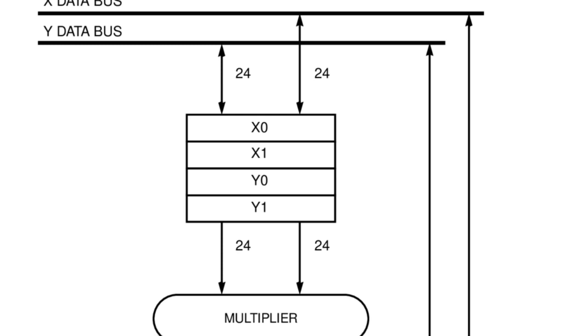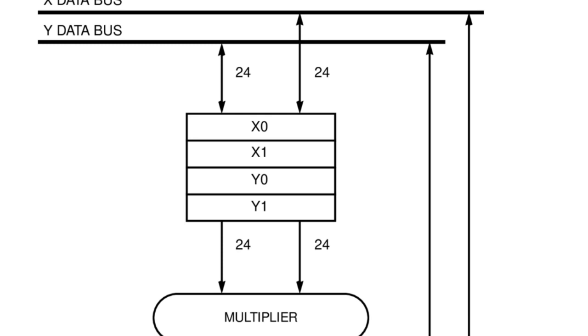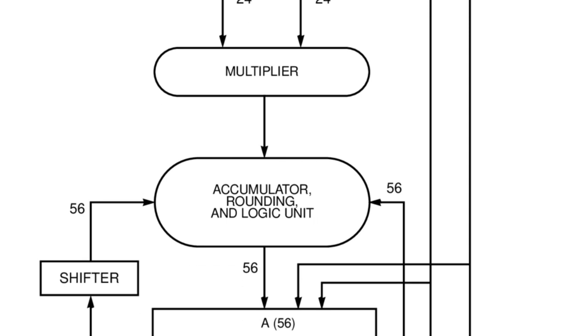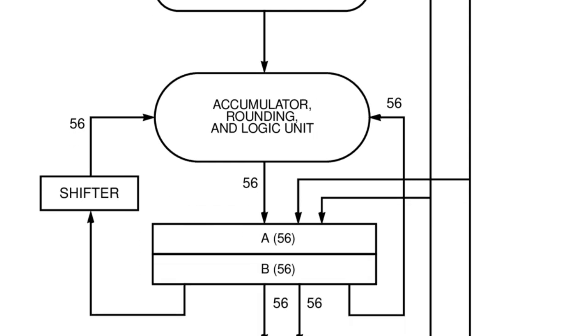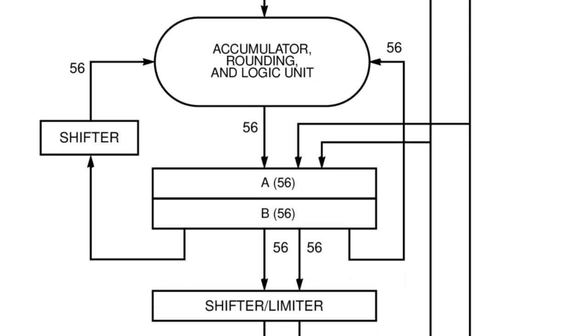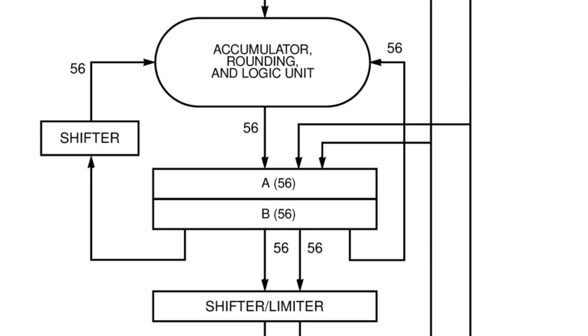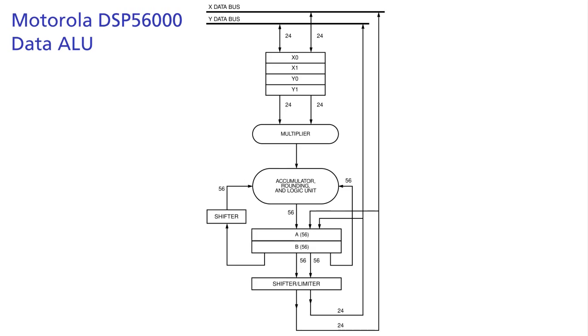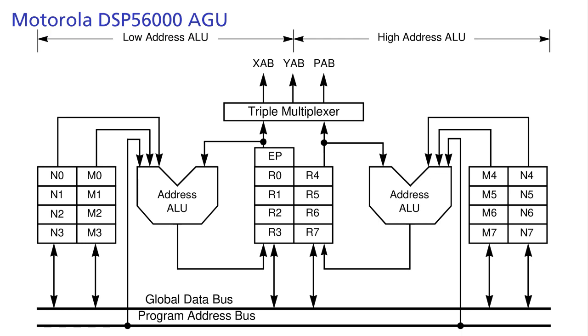The 4 source registers take data from the X and Y buses, typically a sample and a coefficient. 2 source registers feed their contents to the multiplier, which produces a 48-bit result. The product from the multiplier is passed to the accumulator and rounding unit, which adds the contents of one of the 56-bit accumulators to the product from the multiplier. Finally, the shifter limiter can transform a 56-bit accumulator value into a 24-bit value that can be written back to memory through either the X or Y buses. Here's the address generation unit of the 56000.